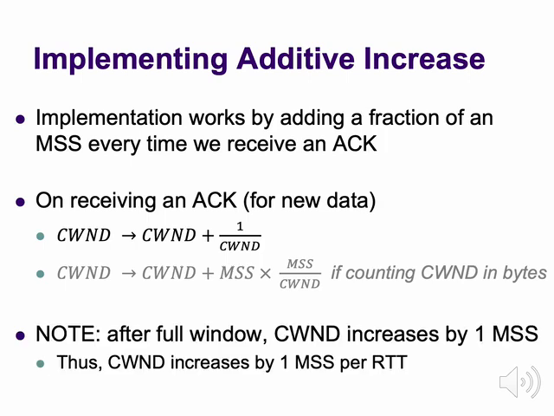So moving on, the reason this works is because after a full window, or after we've received CWND worth of packets, we would have increased our CWND by exactly 1 MSS. Remember that we send a CWND over the period of a round trip time. So that means we've increased by 1 MSS per round trip time, which is exactly the behavior we were hoping for.